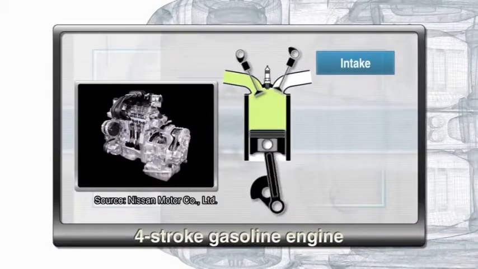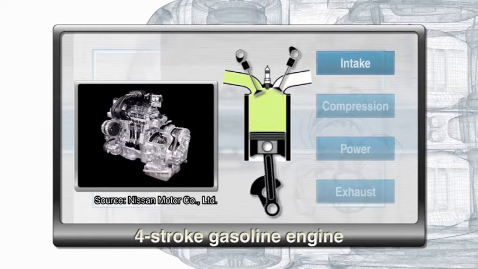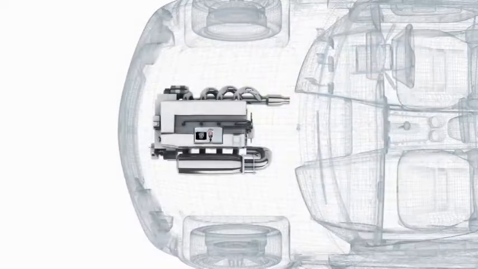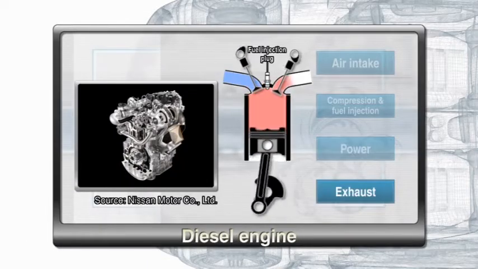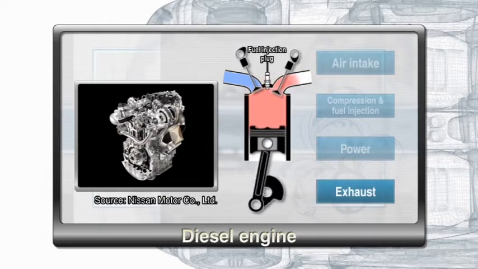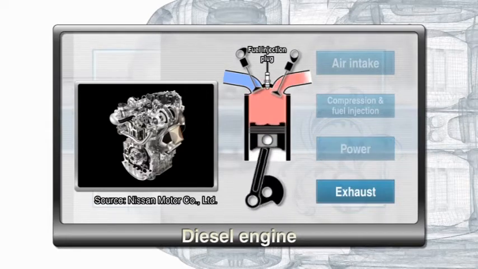The most common type of engine is the four-stroke gasoline engine that repeats the following four steps: intake, compression, power, and exhaust. Also using a four-stroke cycle, the diesel engine runs on diesel fuel. Unlike gasoline engines, diesel engines use spontaneous ignition without a spark plug.